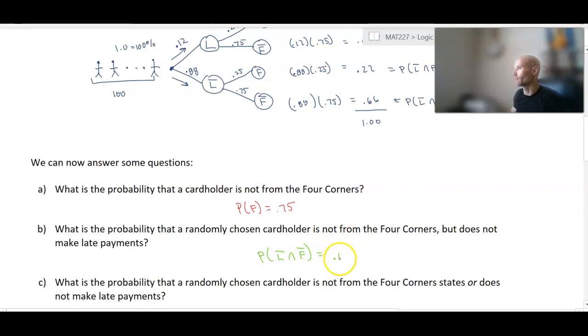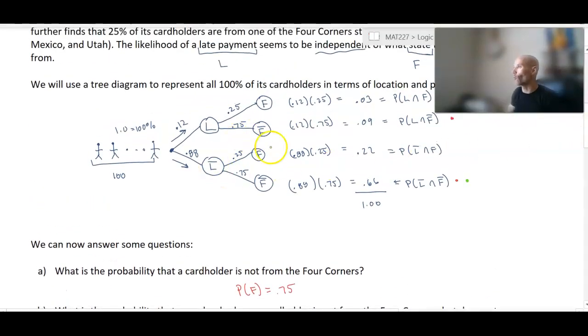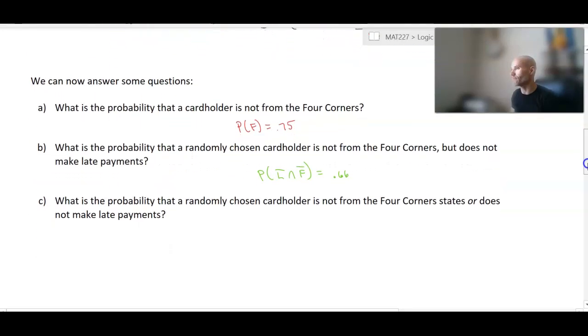That's just the 0.66. So you always have to ask yourself, and the key behind being able to answer any types of probability questions is just to ask, who are the people that satisfy these conditions? And I think that makes it a lot easier than having to figure out which formula to try to use. At the end of the day, notice all we're using to build this tree diagram is the joint probability rule.